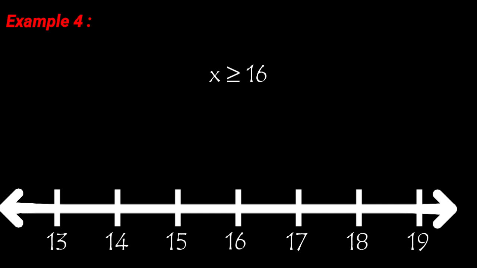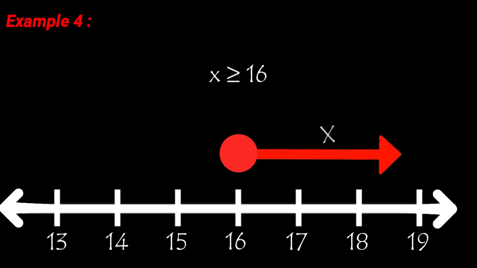As the inequality is x is more than or equal to 16, we draw a circle on top of 16 and we have to shade it, as 16 is part of the value of x, and point it to the right-hand side of it. And these are the possible values of x.